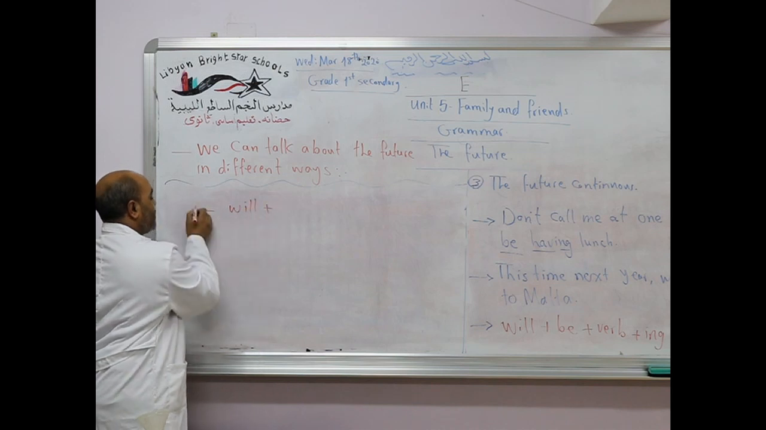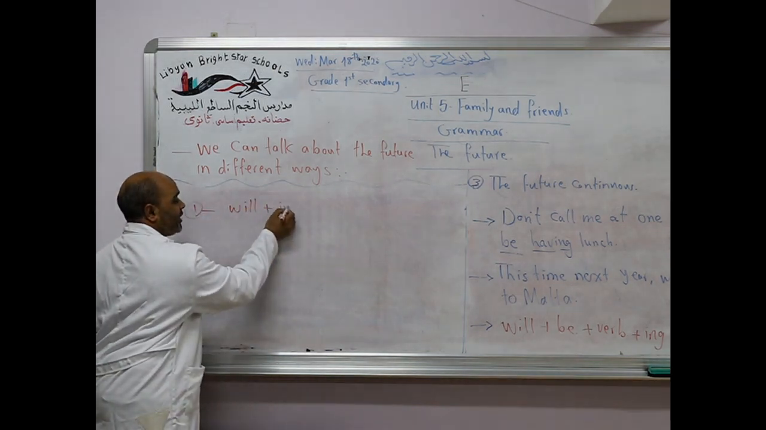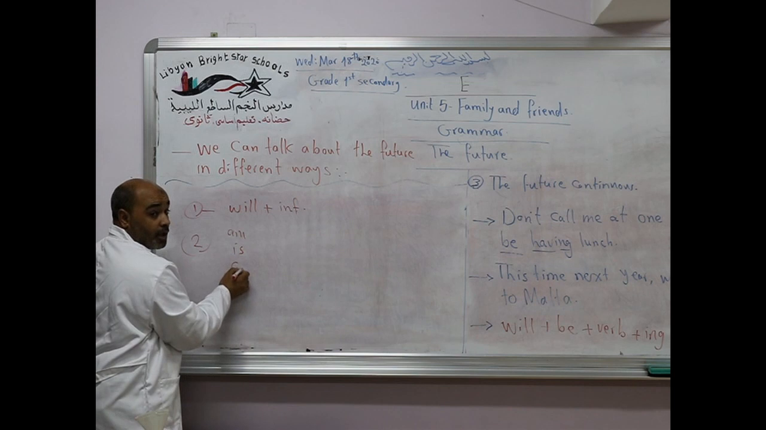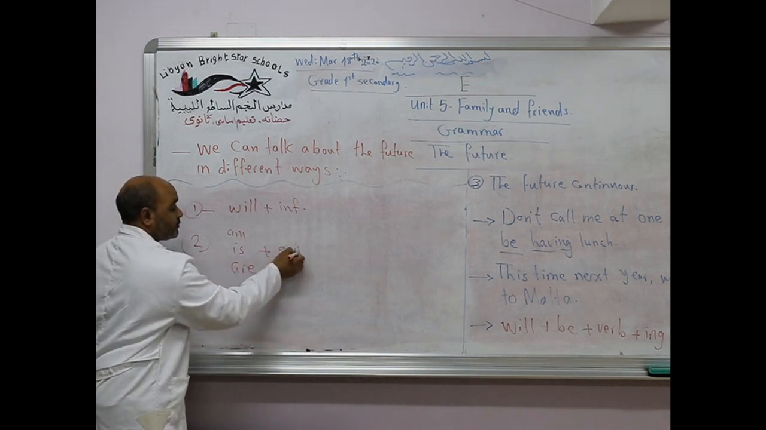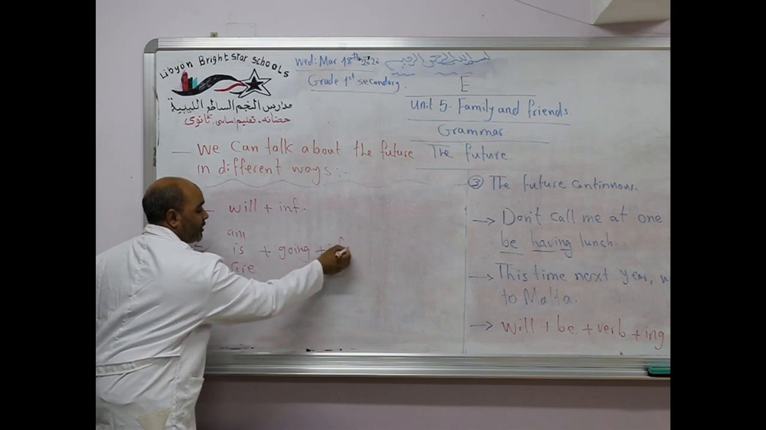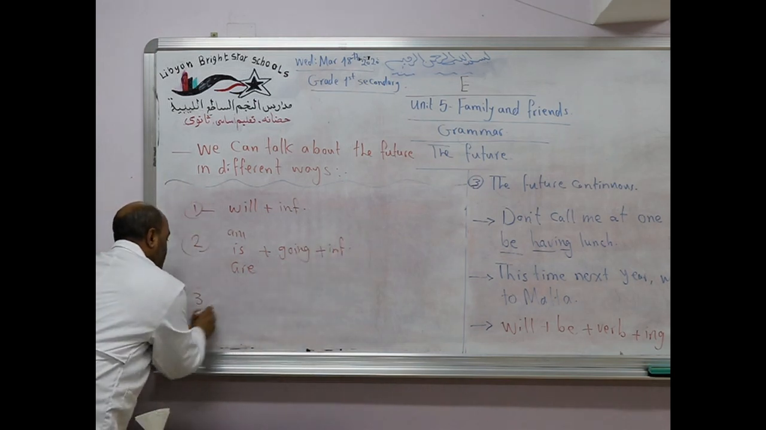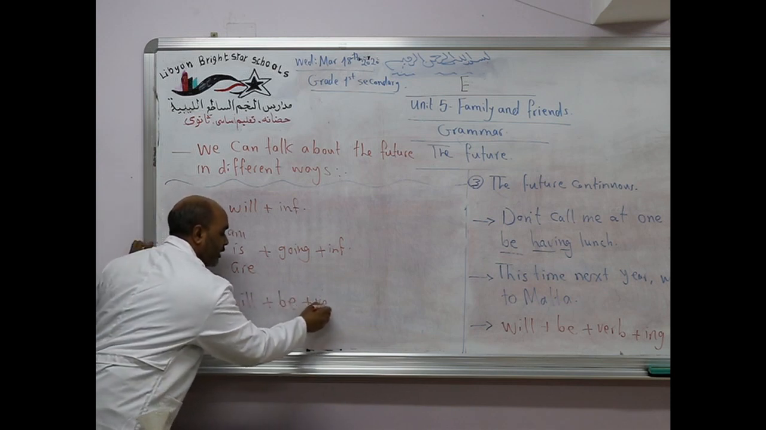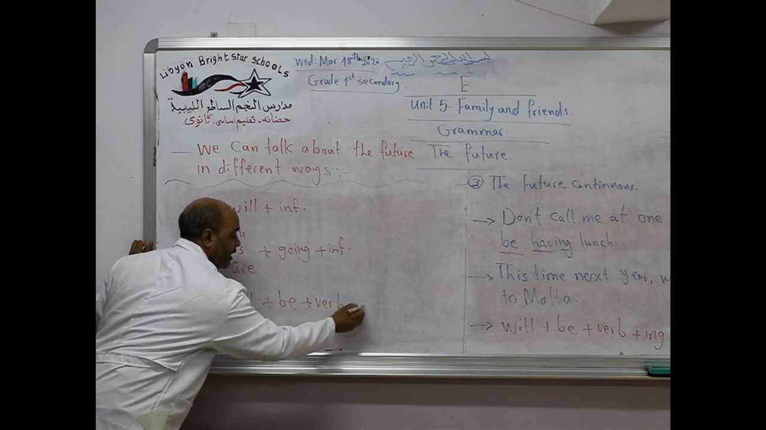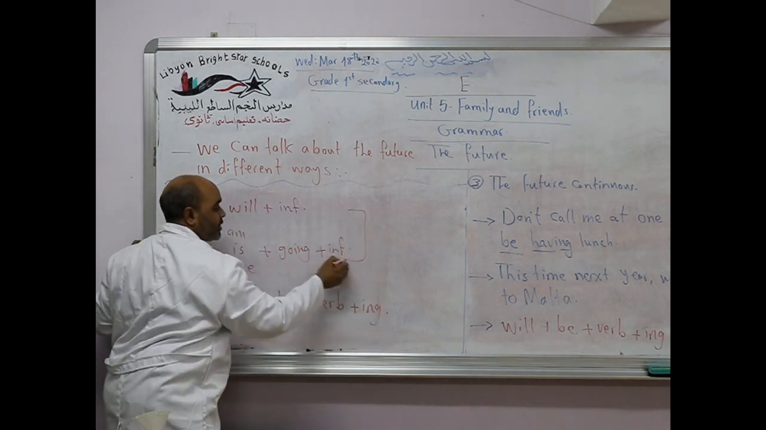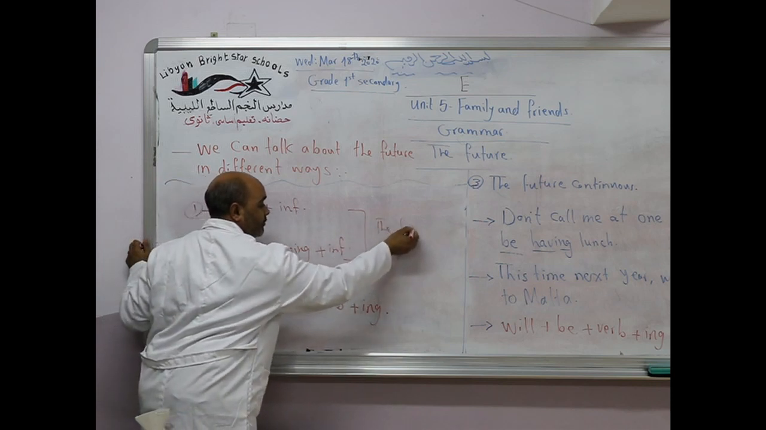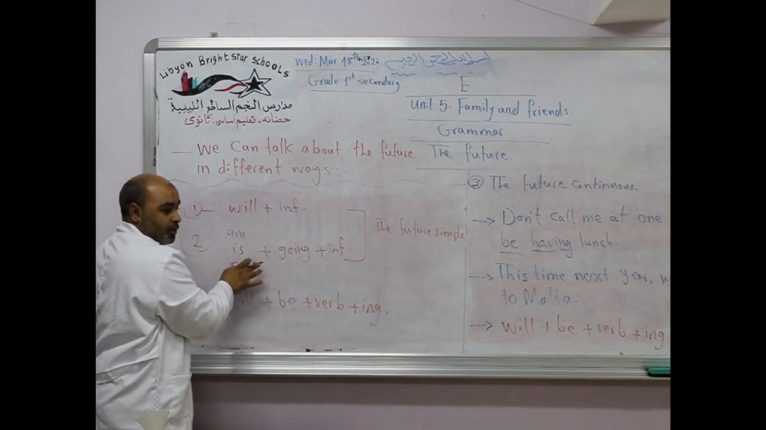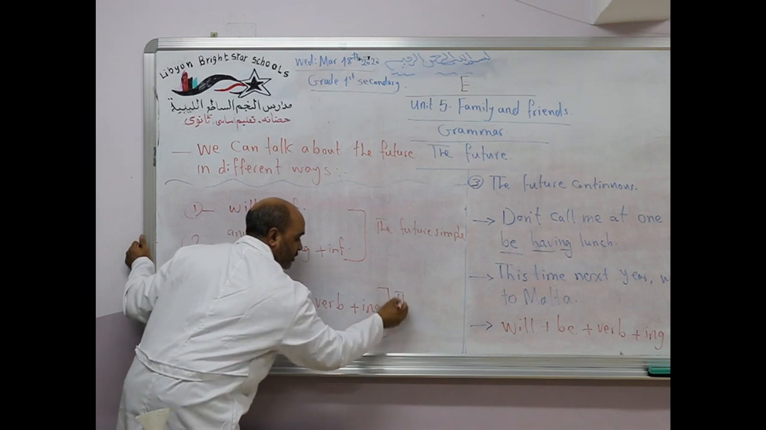Will plus infinitive is the first one to talk about the future. Then am, is, are plus going to plus infinitive, and the last one is will plus be plus verb plus ing. The first one is called the future simple, by using will or going to, and the second one is called the future continuous.